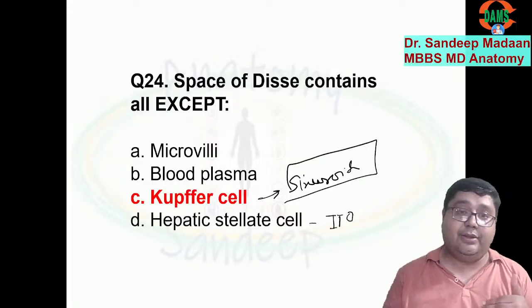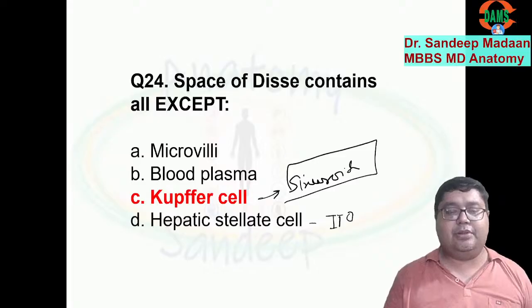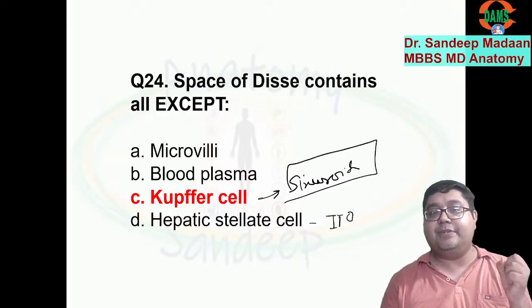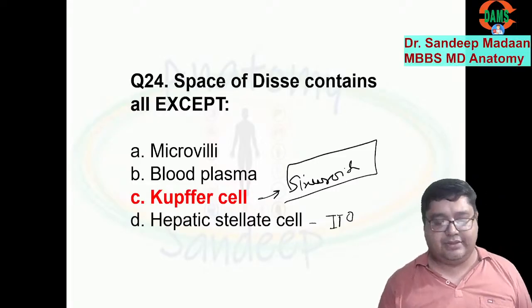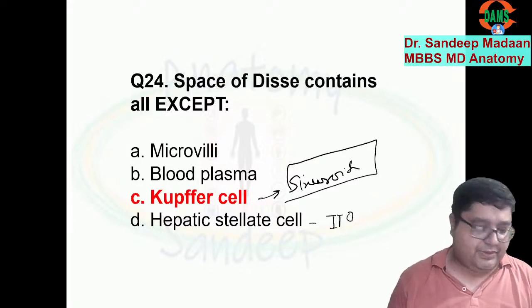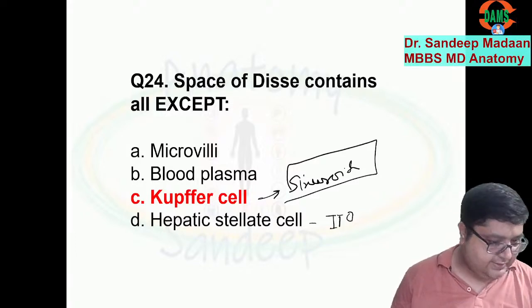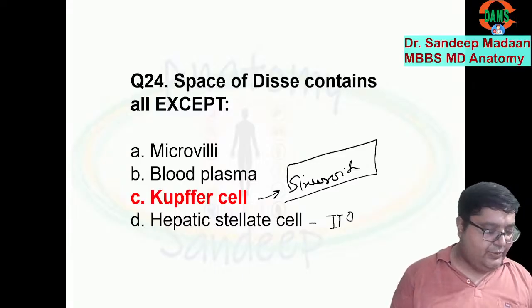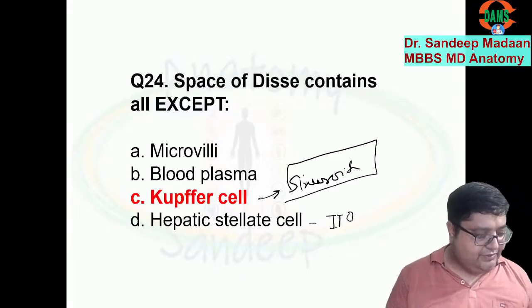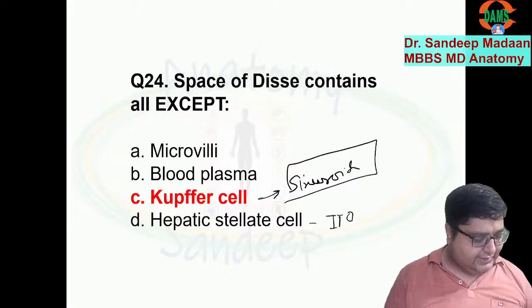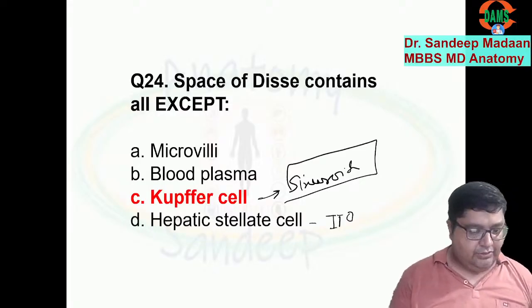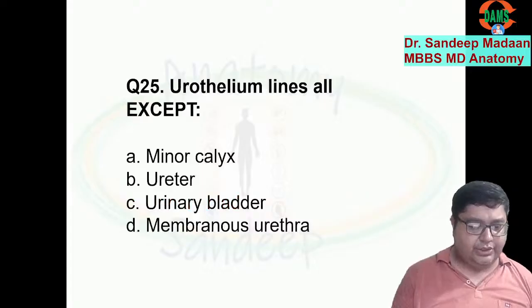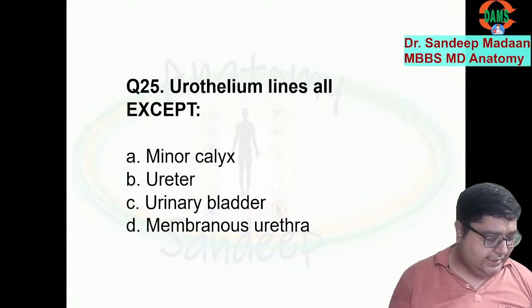And what about the pathological role of these Ito cells? Pathological role is fibrosis, like sometimes cirrhosis is there. Who will make the fibers? This is the cell involved in fiber production. So far so good, dear friends. Could you appreciate this much part? Please remember Kupffer cells is a flow. It is present within the sinusoid. It is like a phagocytic cell. Okay, like that. Now that we have understood this, let's move on to this: urothelium lines all except.